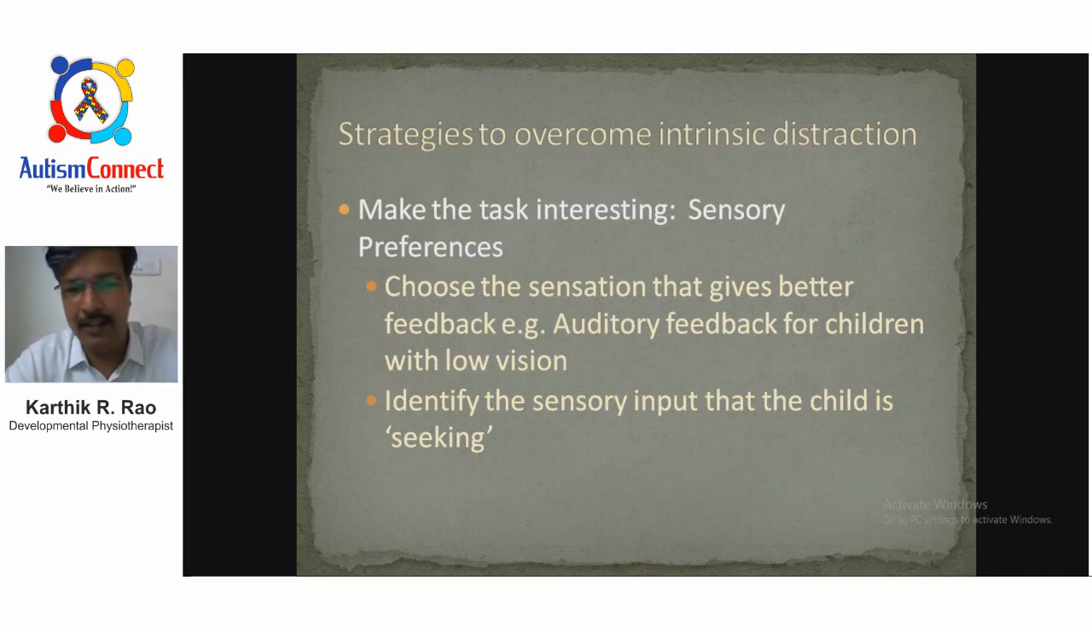Now, in that sense, you will not have a starting trouble. The child will be ready willingly. He'll be ready to get on a task which he is seeking. So if the child is vestibular seeking, activities on the swing, so the same puzzle board can be done while swinging. In that sense, the child will be able to concentrate much better.